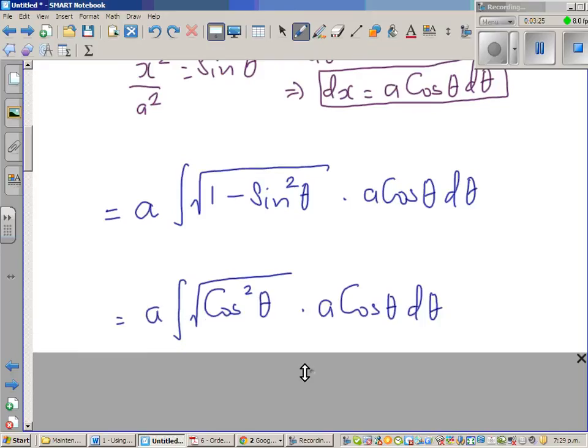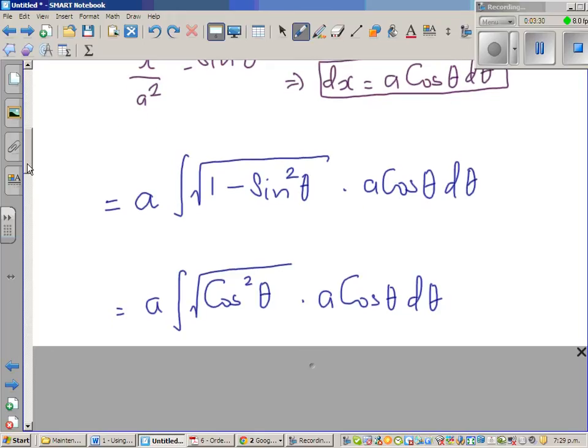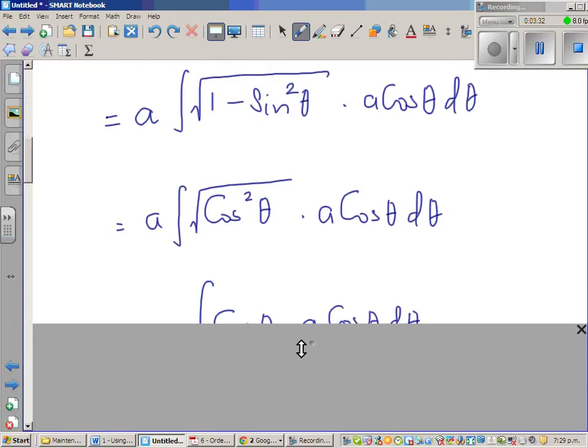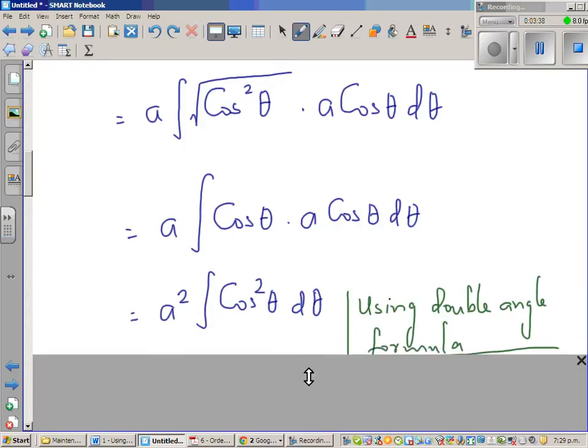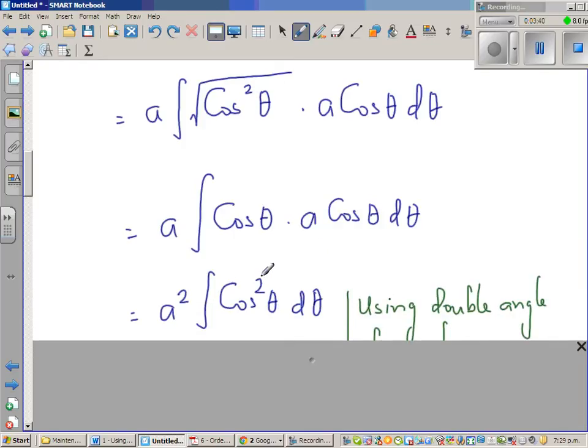So this is nothing but a times the square root of cos squared theta, since 1 minus sine squared is cos squared, and the square root of cos squared is cos. So this is pretty simple. So a times cos theta times a cos theta d theta. Now, a times a is a squared, so you get a squared cos squared theta d theta.